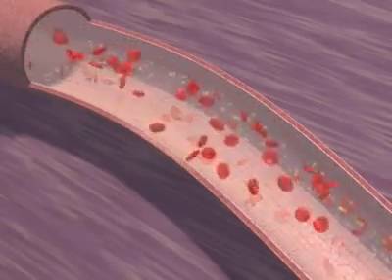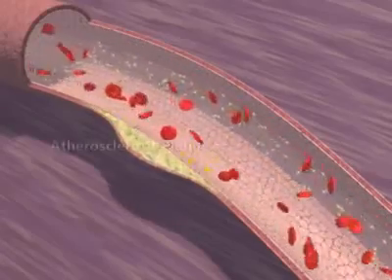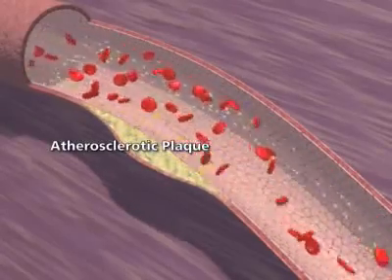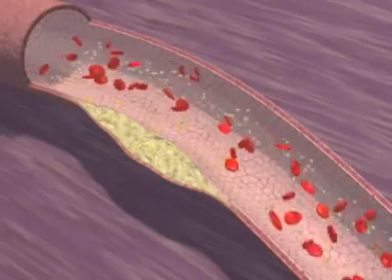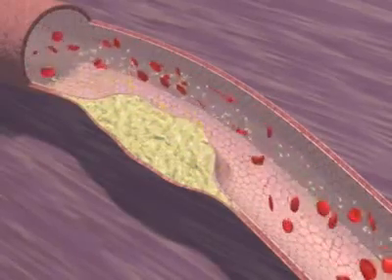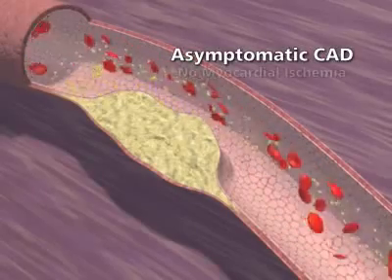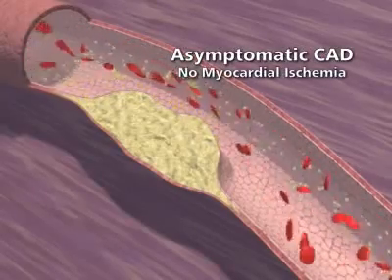Atherosclerosis begins when LDL cholesterol accumulates in the arterial wall, forming a plaque. Over time, the plaque becomes larger. Some plaques never obstruct the coronary blood flow. The patient with asymptomatic coronary disease has no chest pain and no myocardial ischemia.